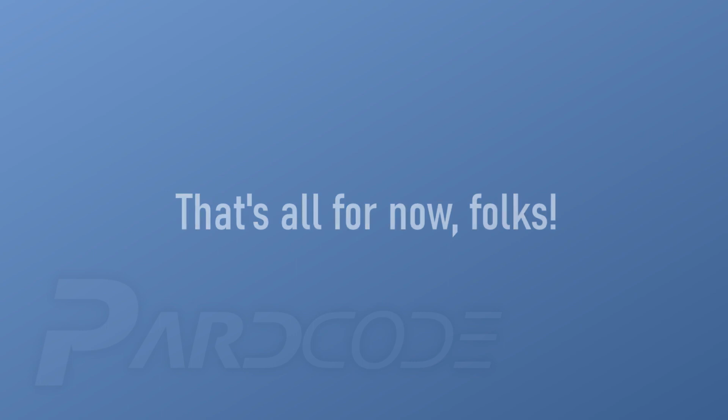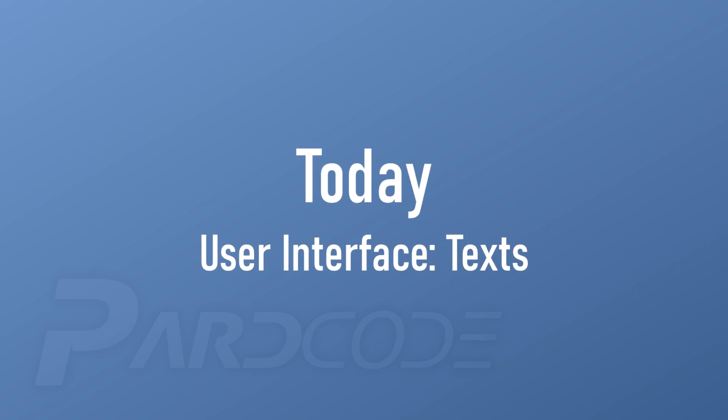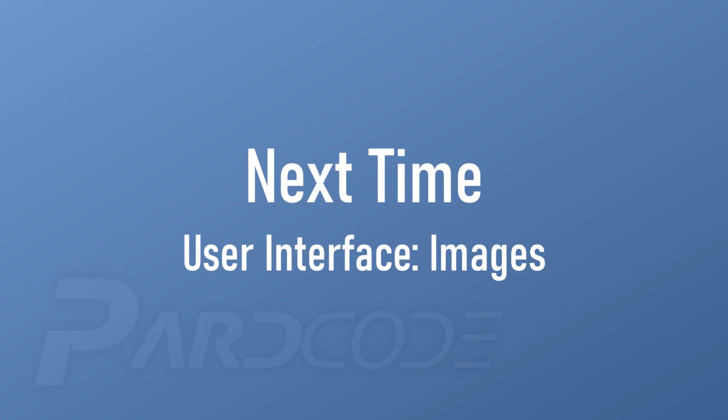That's all for now, folks. Today we have seen how to render the first element of the user interface, the text. The next time we will render the images.